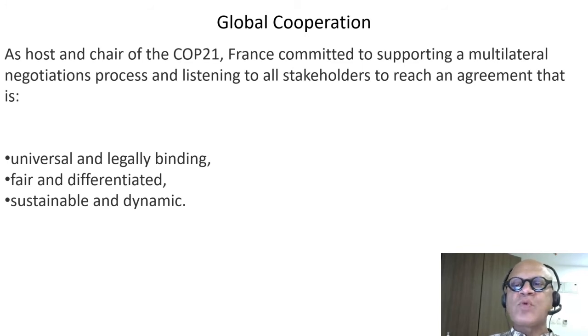France committed to supporting a multilateral negotiations process and listening to all stakeholders to reach an agreement that is universal and legally binding, fair and differentiated, which means everybody has their part, but there are historical responsibilities assigned based on who emitted most and who needs longer transition time, let's say for HFCs or for reducing carbon emissions and creating additional carbon sinks and so on. Sustainable and dynamic. So the agreement would be sustainable and dynamic.